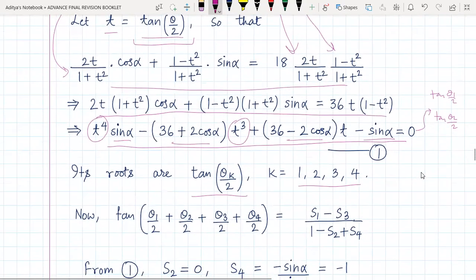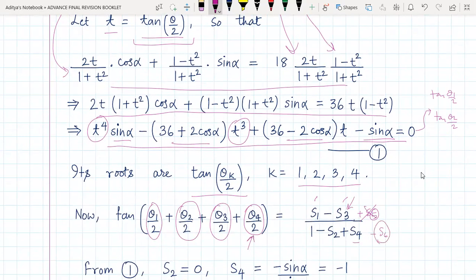Now we need to see that tan of theta 1 by 2 plus theta 2 by 2 plus theta 3 by 2 plus theta 4 by 2 would be equal to s1 minus s3. Now obviously plus s5 cannot come, right? Because there are just 4 terms. So maximum index can be 4. So we have ended this numerator till here only. And of course, minus s6 cannot come because once again, there are 4 terms. So we can't have sum of terms taken 6 at a time. The index cannot be more than 4. So that's why we are getting this expression for the tangent of this angle.